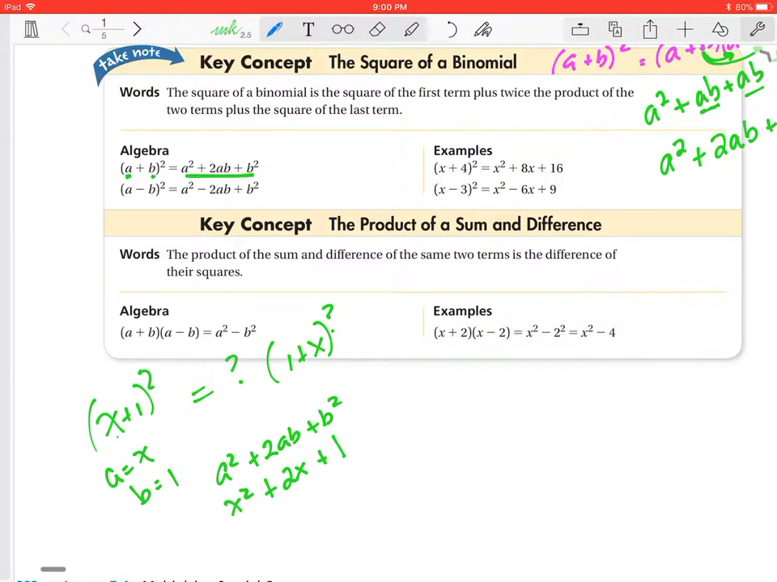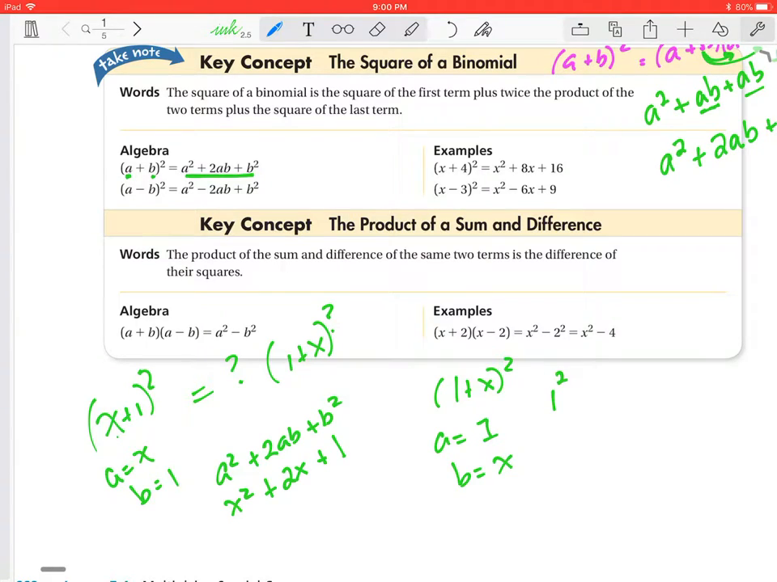All right, now I'm going to look at 1 plus x, squared. So in this case, my a value is equal to 1, and my b value is equal to x. Okay, so now let's look. We're seeing if the order of this matters. So I'm going to write this down.